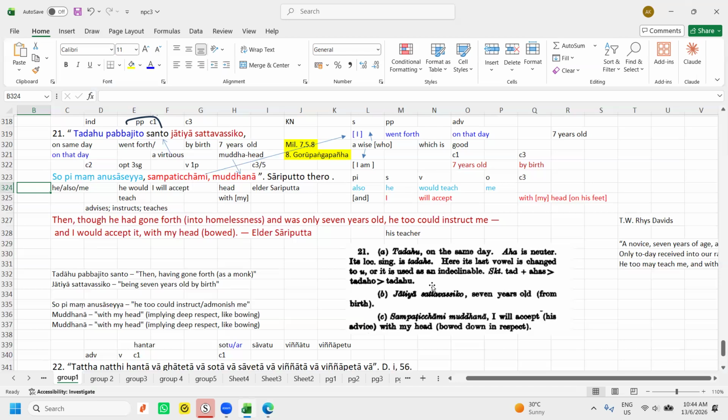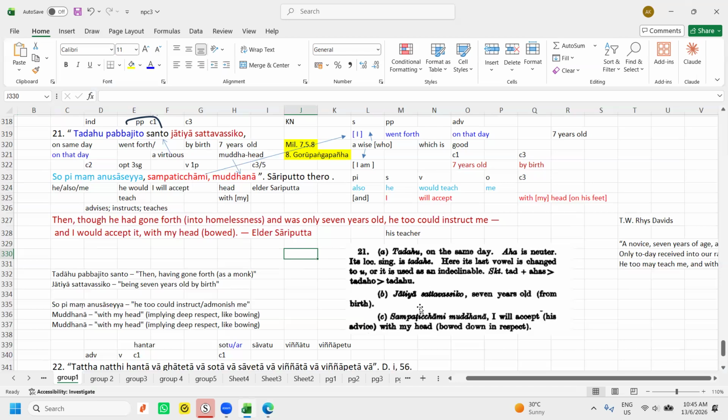And then now this is number B. B, that means this part. This part is B. This is in your book glossary. Jatiya, Satta Vasiko, that means 7 years old. Here in bracket, I put by birth, 7 years old by birth. I think by birth is more correct than from birth.